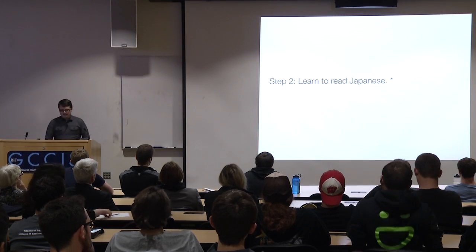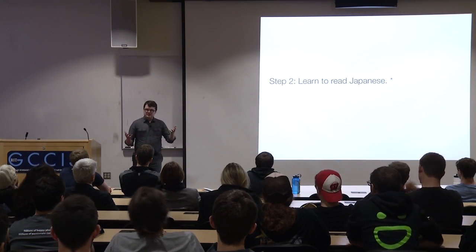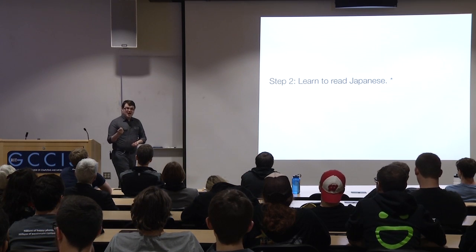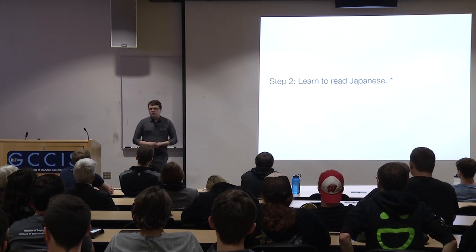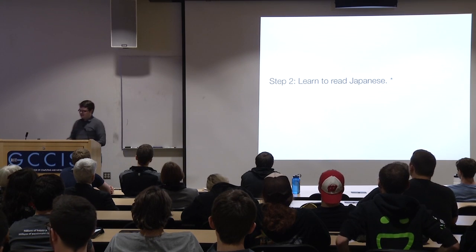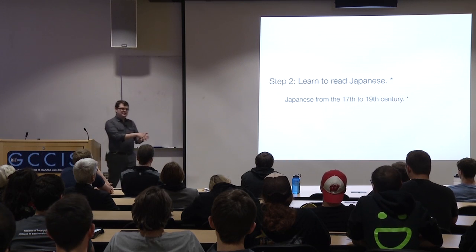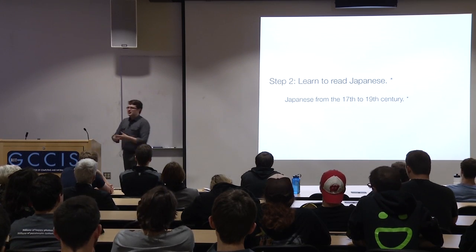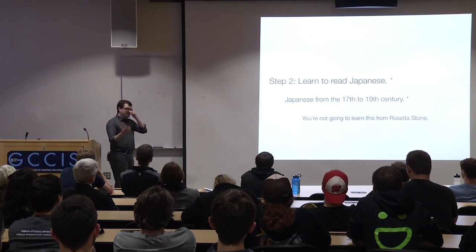Now, additionally, I need to be able to learn and read Japanese. I don't necessarily need to be able to speak it, simply because if I want to be able to read the prints... Now, the problem, though, and that's why there's an asterisk here, is that I need to be able to read Japanese from the 17th and 19th century, all right? So I can't just go and open up Rosetta Stone and read this.